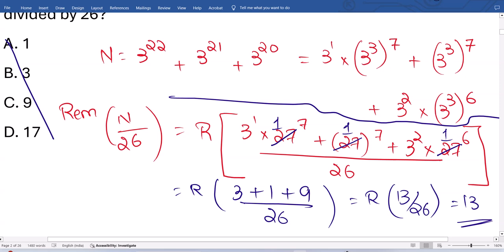When 4 is divided by 8, what is the remainder, sir? 4. Now, again, I'll try to explain this question.